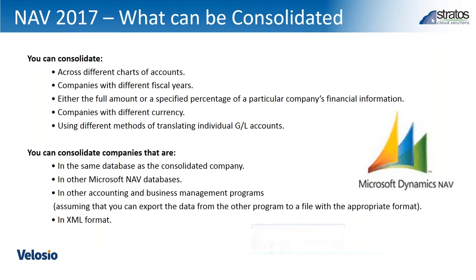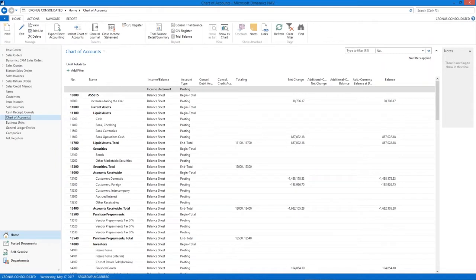So now we're going to go into our NAV system. Before you can perform a consolidation, you must create a consolidated company in your NAV database. We've already done that. The company must be set up like any company in the program. It has to have its own chart of accounts. This chart of accounts is totally independent of the chart of accounts in the other business units or the companies you're going to consolidate from, and it may differ from one company to another.